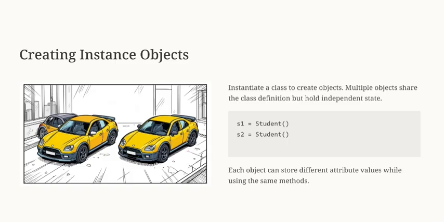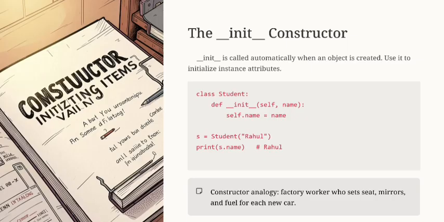Okay, so now let's move forward. Now let's learn about constructors. A constructor is a special method that runs automatically when an object is created. In Python, the constructor method is __init__. Okay, here you can see this is the constructor. It is used to initialize object data.